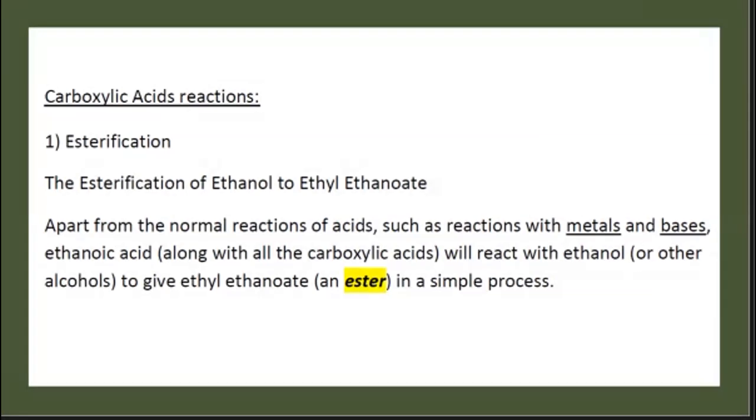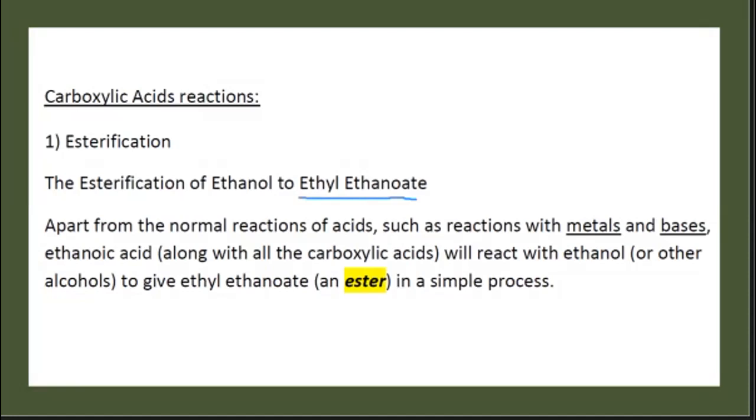All right, so the reactions of carboxylic acids. That process that we spoke about a while ago, where we formed the ethyl ethanoate, that process is called esterification, which is the making of an ester, right? So the esterification of ethanol gives us ethanoic acid. So we take an acid plus an alcohol and it gives us an ester. An acid plus an alcohol gives us an ester.